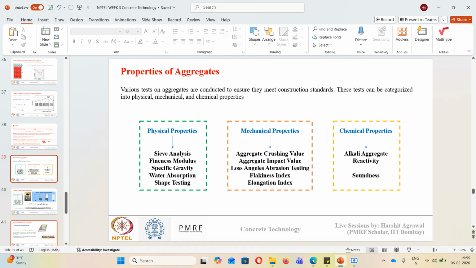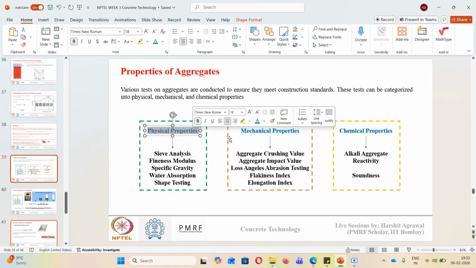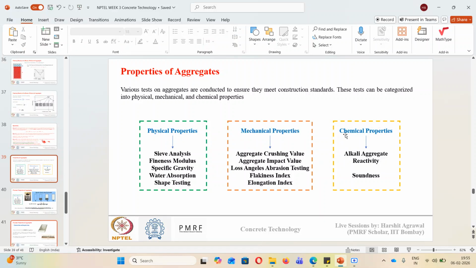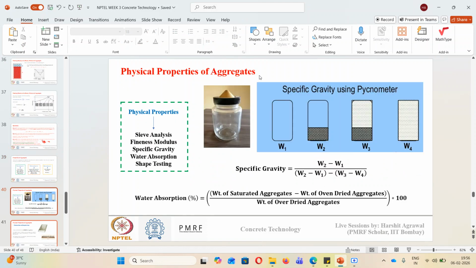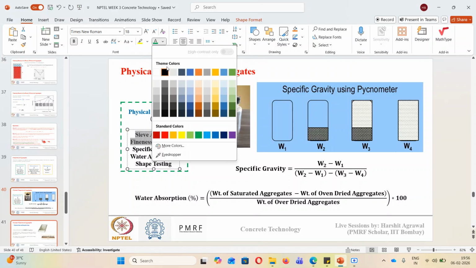Okay, so there are three descriptions of properties of aggregate. There is physical property, there is mechanical property, and there is chemical property. In physical properties we have sieve analysis, fineness modulus, specific gravity, water absorption, and shape testing. In mechanical properties, we have crushing value, impact value, abrasion value, flakiness index, and elongation index. And in chemical property, we have alkali-aggregate reactivity and soundness.